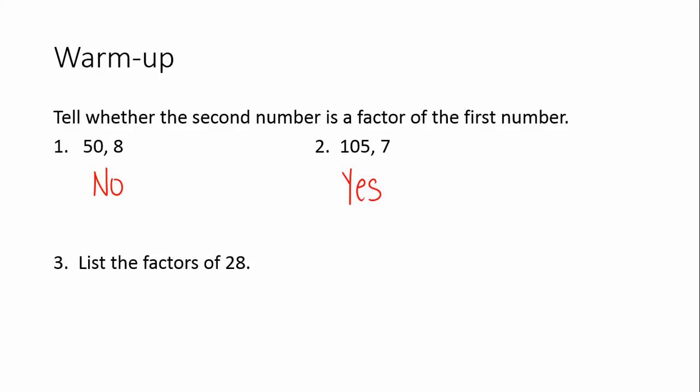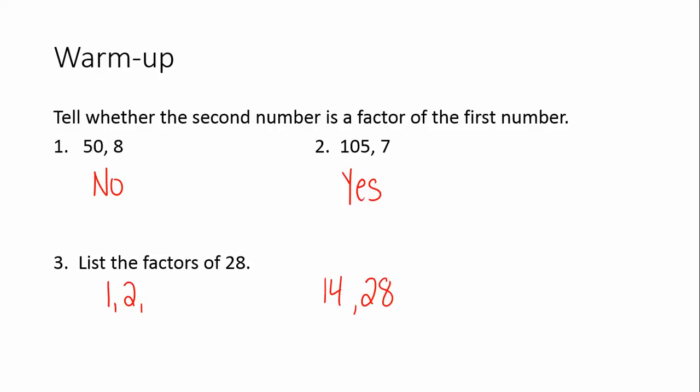Number 3, I want you to list the factors of 28. Whenever you're asked to list factors, it's probably easiest to keep them in order, and you'll see how I like to write it here. So the easiest factor of a number is 1 and itself. So I know that 1 times 28 is 28. I also know that 28 is even. So 2 times some number, and it happens to be 14, is 28.